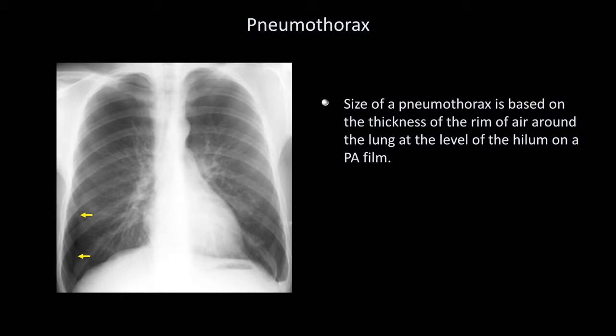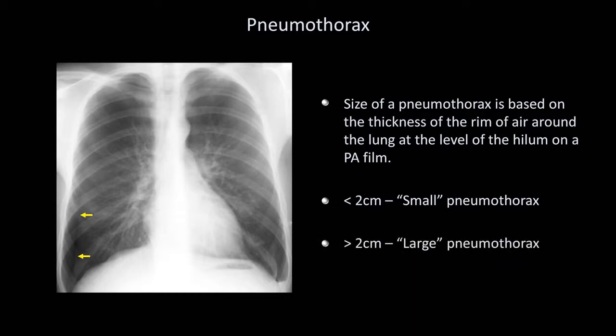The size of a pneumothorax is given in very qualitative terms and is based on the thickness of the rim of air around the lung at the level of the hilum on a PA film. Less than 2 centimeters is generally referred to as a small pneumothorax. Greater than 2 is referred to as large.